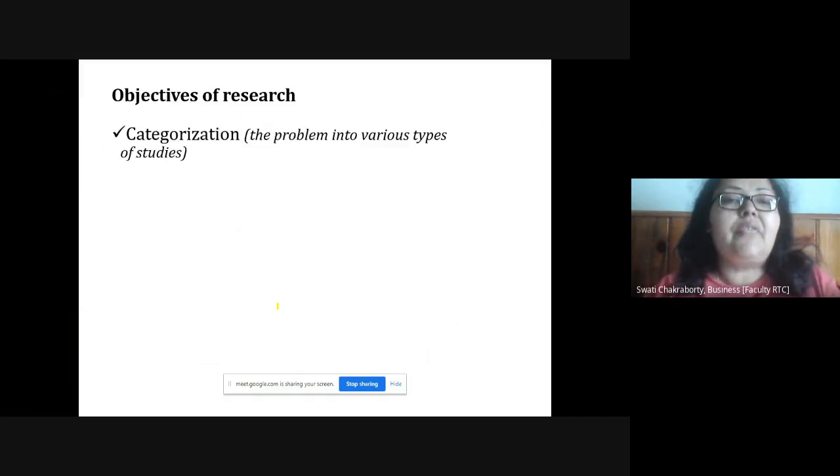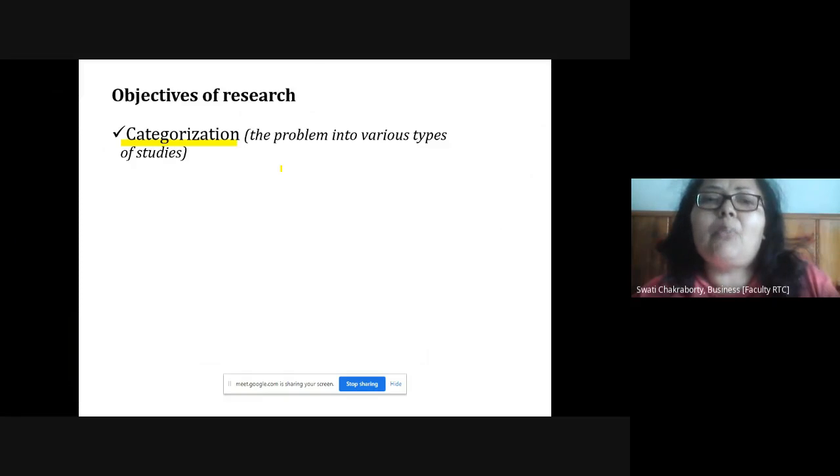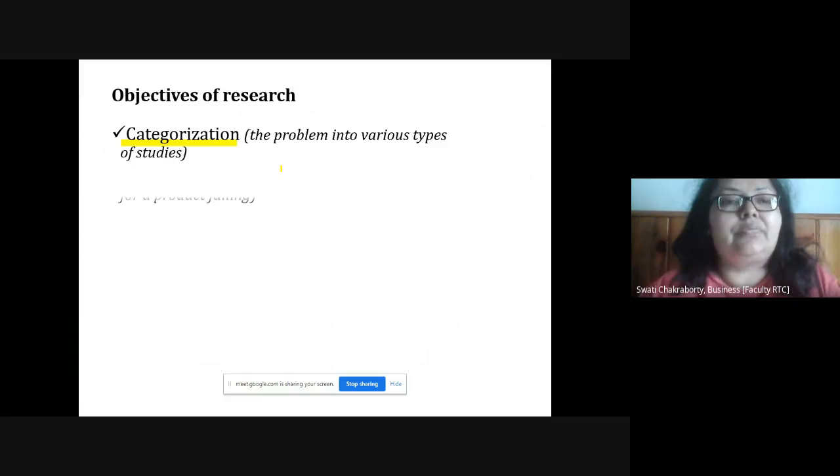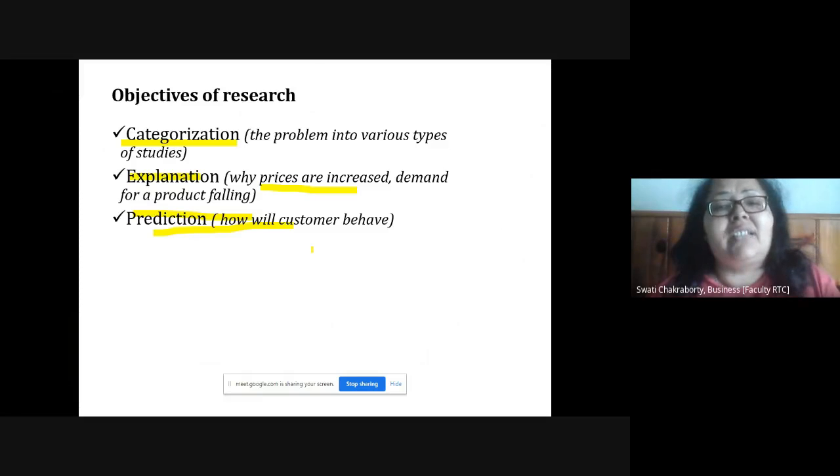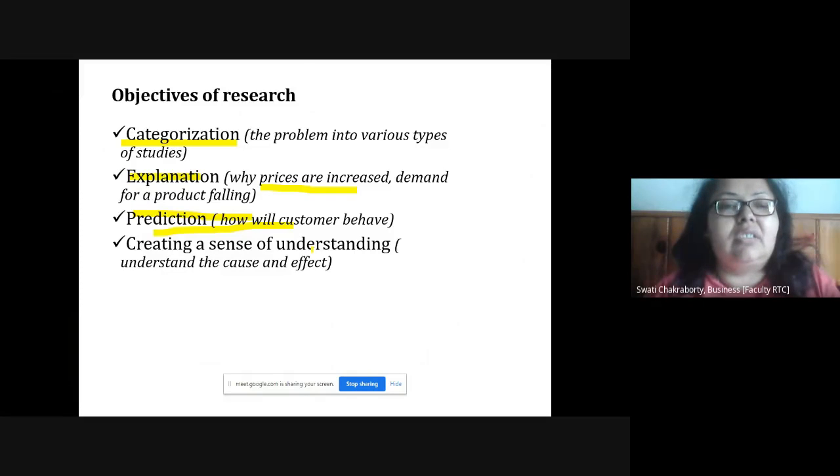Now, the objectives of research. First comes categorization. Categorization is when you categorize the problems into various types of study, as per the various types. Then explanation, for example, why prices are increasing or demand for a product is falling. Predicting, for instance, how customers behave. Creating a sense of understanding, where you understand the cause and effect of certain things happening.